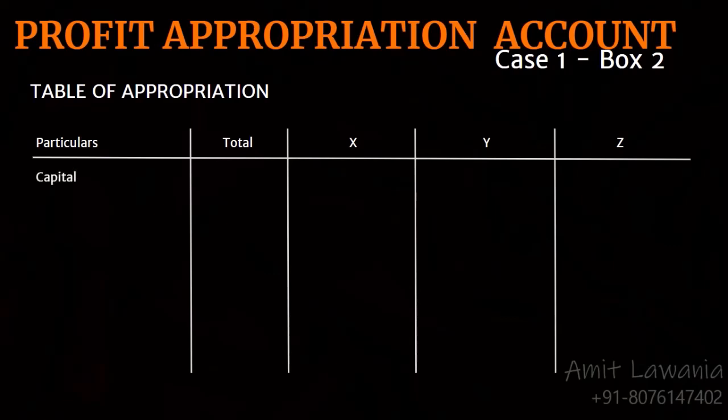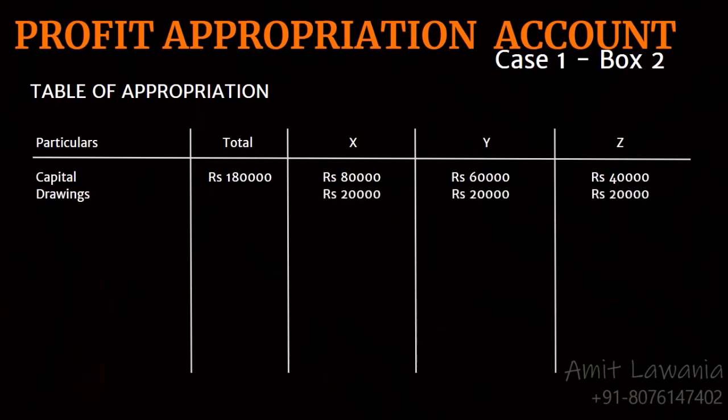Now from the question, we write the capitals first. For X, rupees 80,000. Similarly for Y, rupees 60,000, and for Z, rupees 40,000. This is the capital invested by each partner. Next, we put the total in the totals column. Then we write the amounts for drawings in the same manner. Rupees 20,000 for each partner. This is given in the question, so we just need to copy them in the table. Then we write down the total of the drawings.